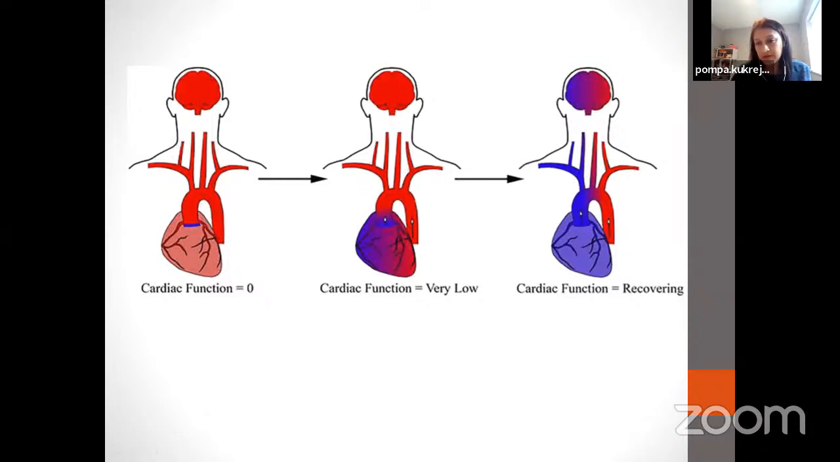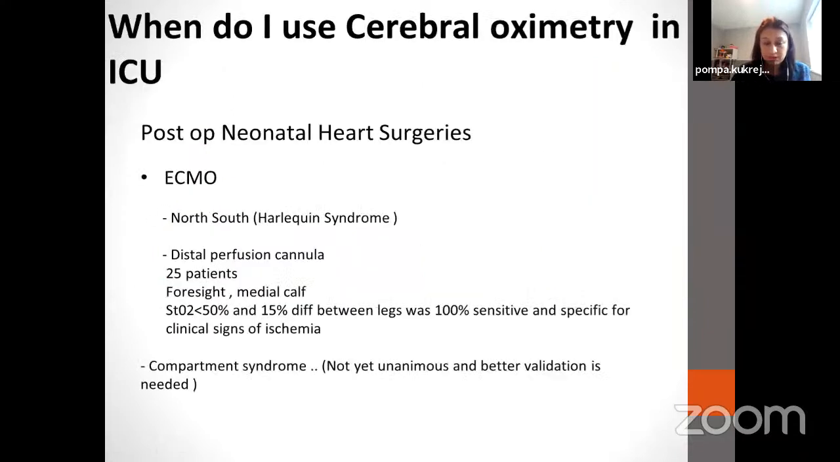And if you're just monitoring your arterial blood pressure, you may not see it. So if you put on NIRS monitoring, you may be able to see a discrepancy between your right and left cerebral hemispheres in this case, especially when cardiac function is improving.